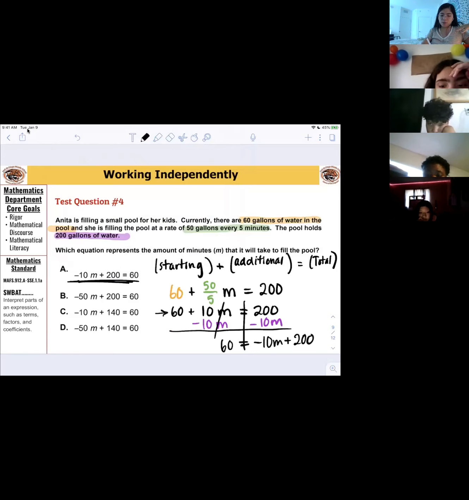So this question was on a test from last year. It wasn't my test, but it was the district test. And almost every single person chose answer choice B instead of answer choice A because they didn't do the 50 over 5. So that was the most important part right there. And that's why this question is super, super tricky.